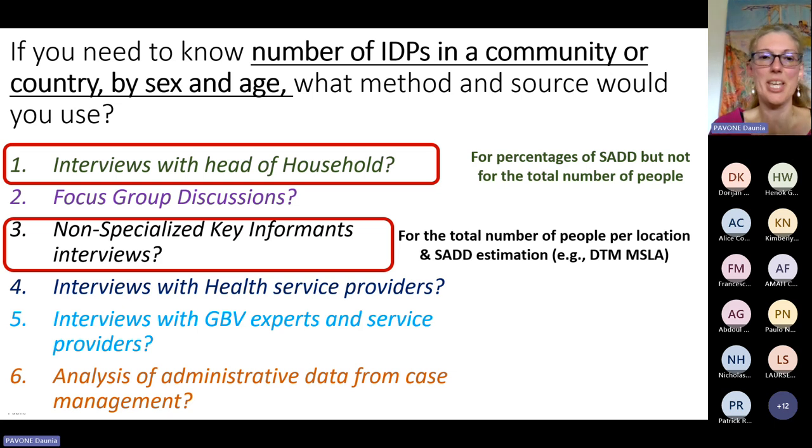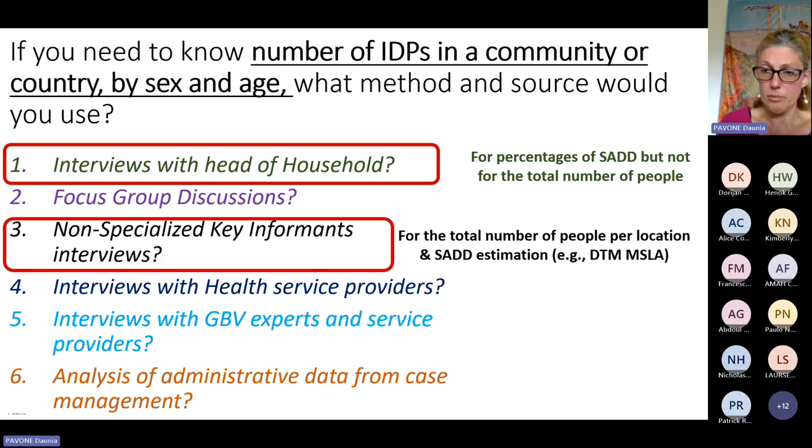All right. Thank you. We usually use key informant interviews, especially because, compared to others, it's less expensive than doing a census. In theory, you should do a census, but we don't have the money to do a census. The issue with key informant interviews is that you can get some estimates of sex and age, but they're not very good. So we use the key informant interviews to get the numbers per location, which are absolutely core data that you need in order to do anything. So each location, how many IDPs it has.